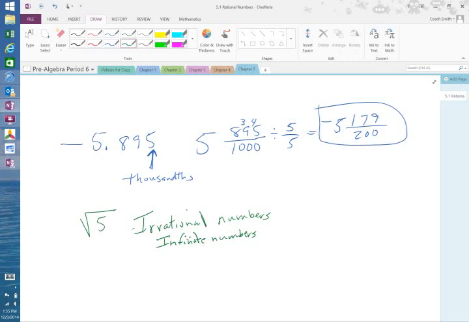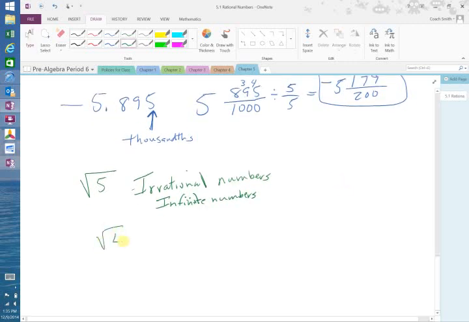Now you're going, well, then all square roots are irrational. No, not all square roots. Because the square root of 4, what is the square root of 4? 2. Can 2 be expressed as a fraction? Yeah, 2 over 1. So the square root of 4 can be expressed as a rational number, 2 over 1. So it is a rational number.